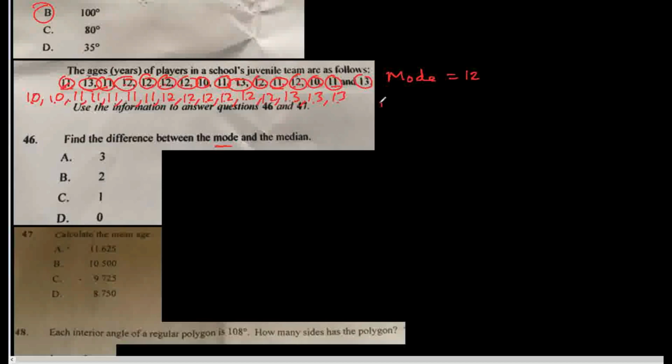So the median will be the mean of the 16 over 2, the 8th and 9th, divided by 2. 8th and 9th. So 1, 2, 3, 4, 5, 6, 7, 8. 8th is 12. Ninth is also 12, so their average will be 12. Difference between mode and median is 0. Both are 12s.